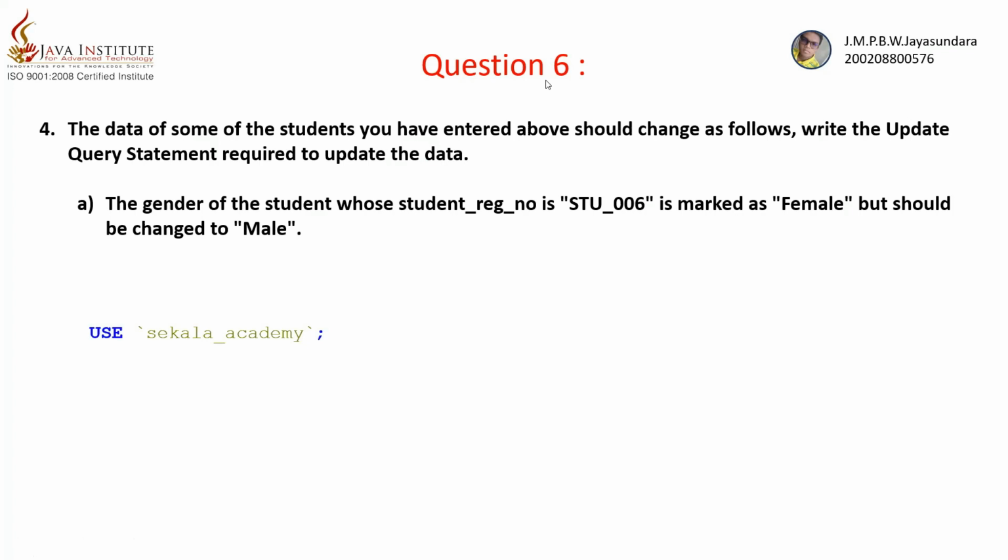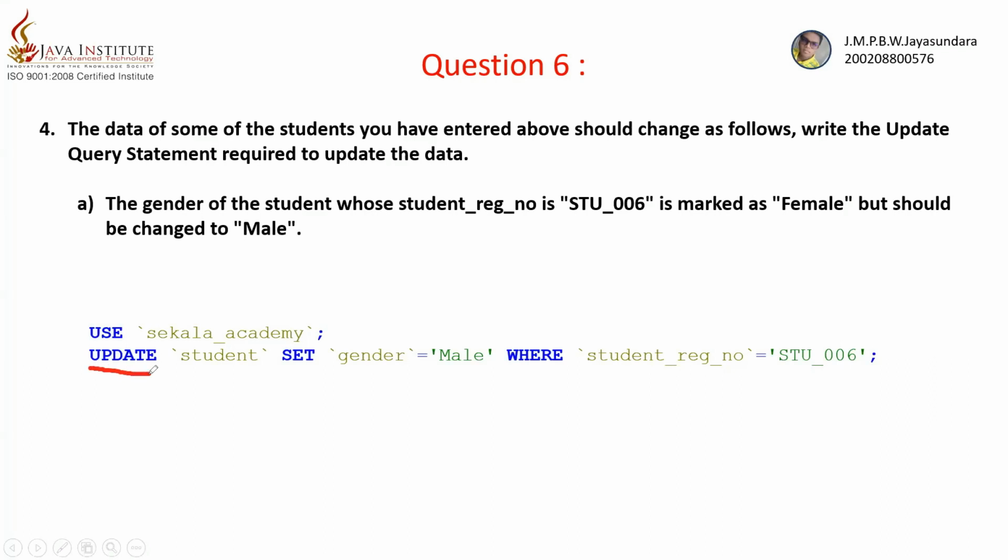First, we need to define what database we are using. We are using the MySQL Academy database. So we can type use MySQL Academy. After that, we can write the update query. When we write the update query, first we need to insert the keyword update. After that, we need to insert the table name. In this case, the table name is student.